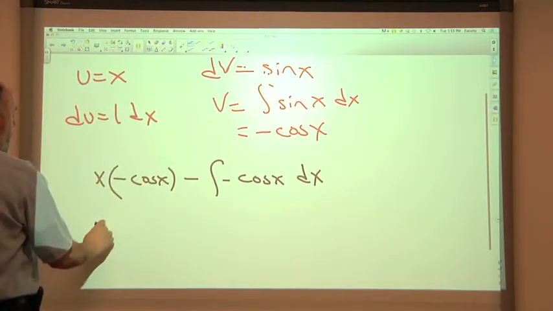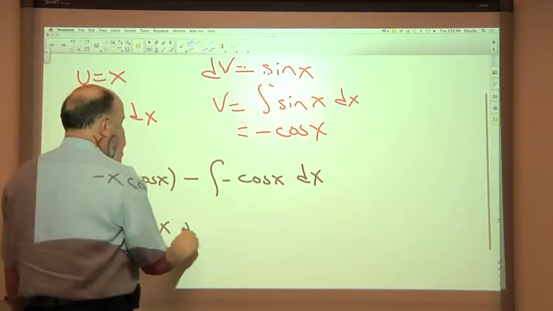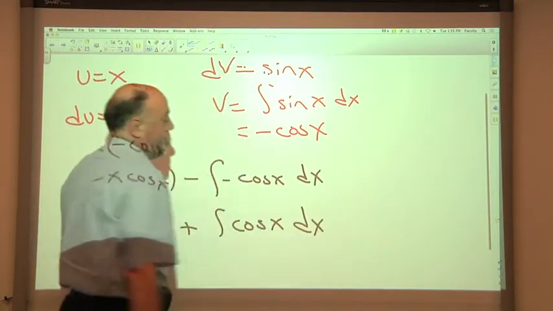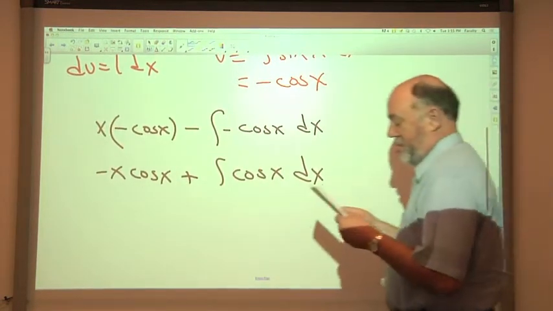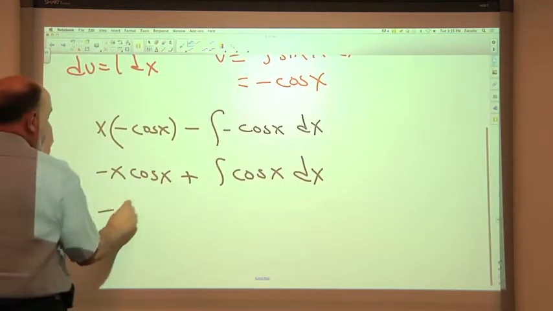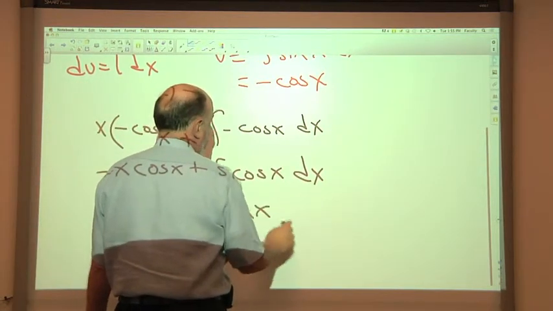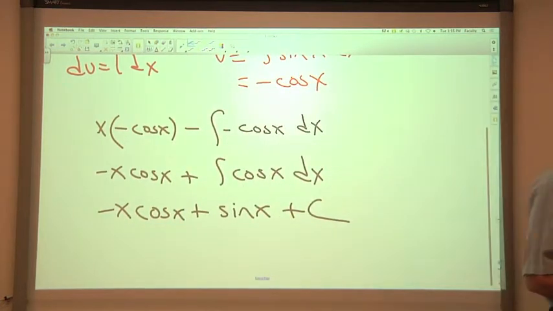And so this will become a minus x cosine x. Minus and minus will actually make this a plus, the integral of cosine x. And then if we integrate cosine, we end up at sine. And so our final answer will be given by that, right? Plus c. And then again, if we actually had numbers, we could even evaluate it as a definite integral.